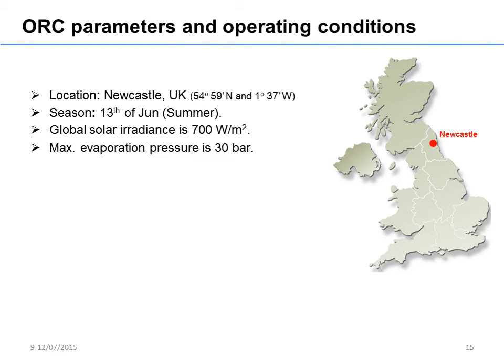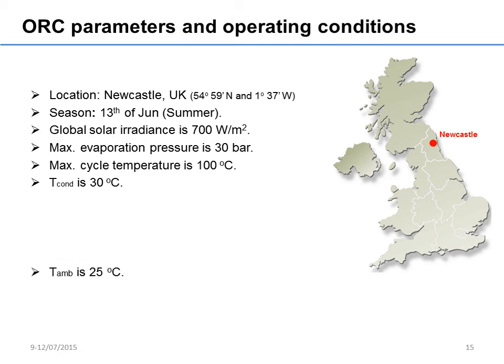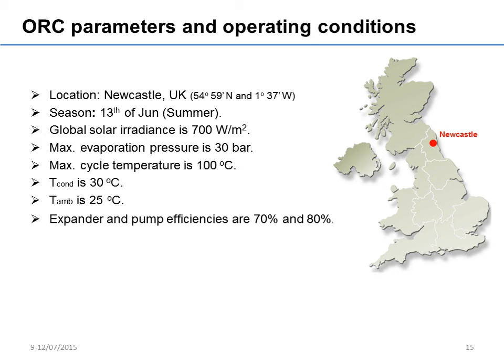The maximum evaporation pressure is limited to 30 bar. The maximum cycle temperature is 100 degrees Celsius. The condensation temperature is set to be 30 degrees Celsius, and the ambient temperature is 25. The expander and pump efficiencies used in this study are 70 and 80% respectively.